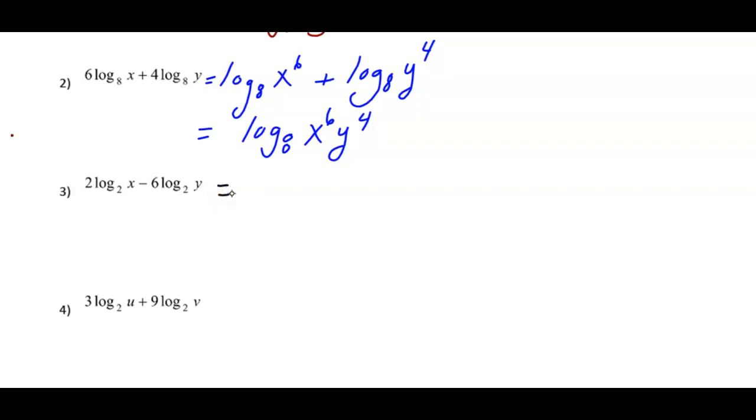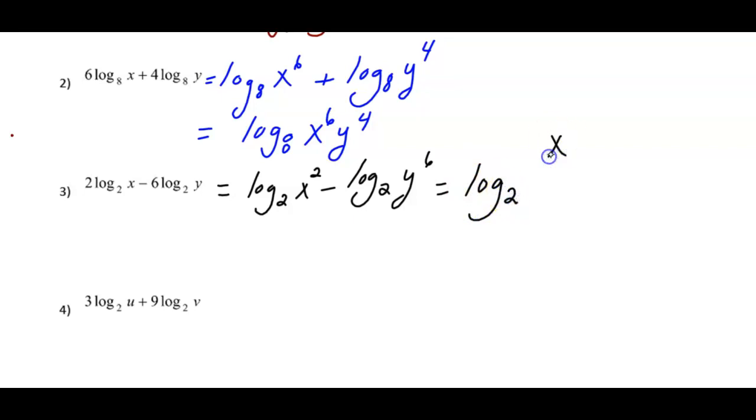Condensing this one, we're going to take the power of 2, put it up on our x, take this 6, put it up on our y. So it turns into log base 2 of x squared minus log base 2 of y to the 6th. Condensing it further, you want to write it as a single logarithm. Since the logs are being subtracted, you're going to divide the things you're taking the log of. So log base 2 of x squared over y to the 6th.